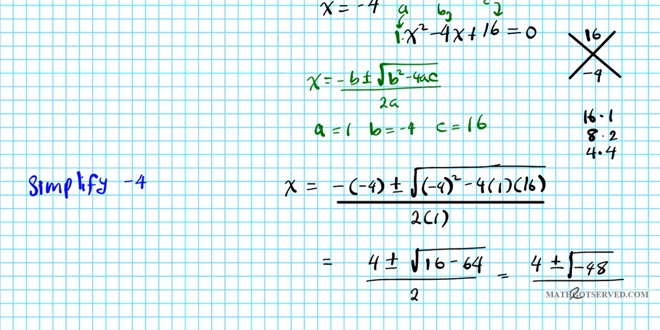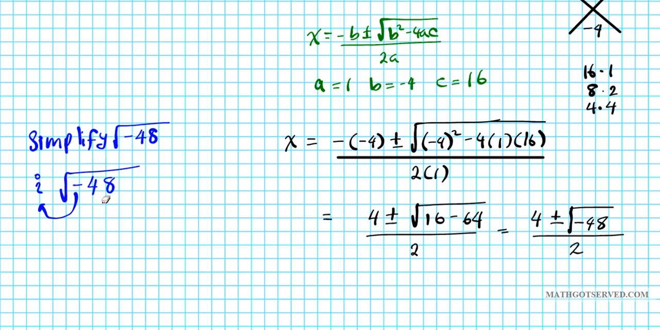Simplify the square root of negative 48. So what we'll do is we will take negative 48 and decompose it. The negative comes out as an i because the square root of negative 1 is i. Now let's decompose 48. Any factor that repeats will come out as a root, just one of them.